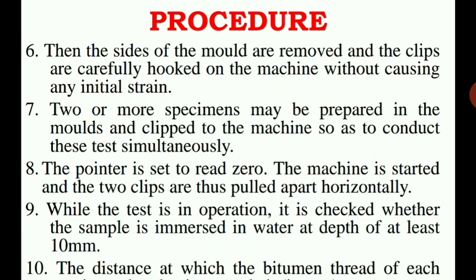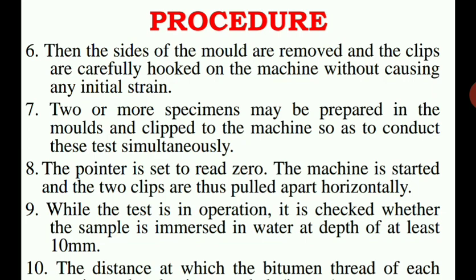And here 2 or more specimens may be prepared in the molds and clipped to the machine so as to conduct these tests simultaneously. So here all the 3 different trials we need to continue simultaneously, such that at every certain distance, the bitumen is going to form a thin film, and then it is going to be cut. So the ductility machine will have 3 different molds, and at a certain time we can continue with all 3 different trials.